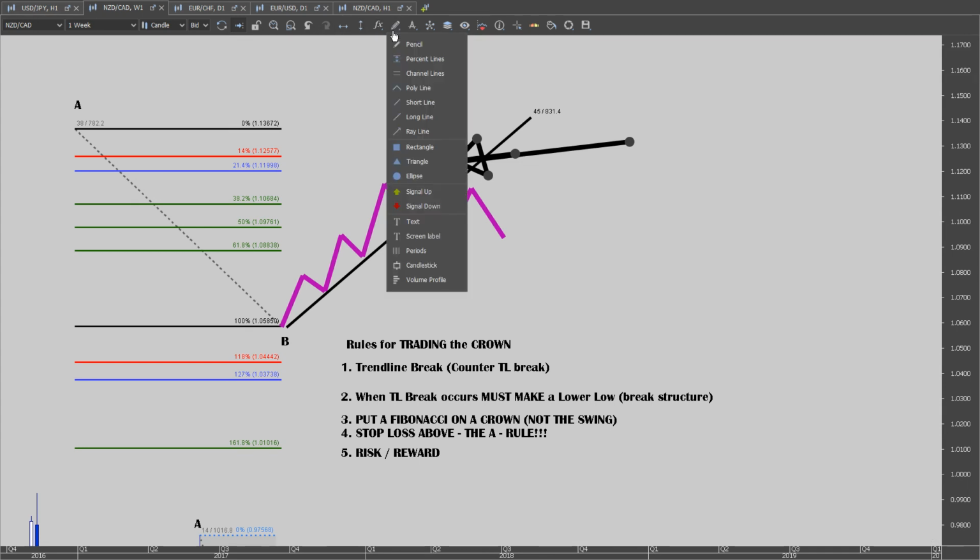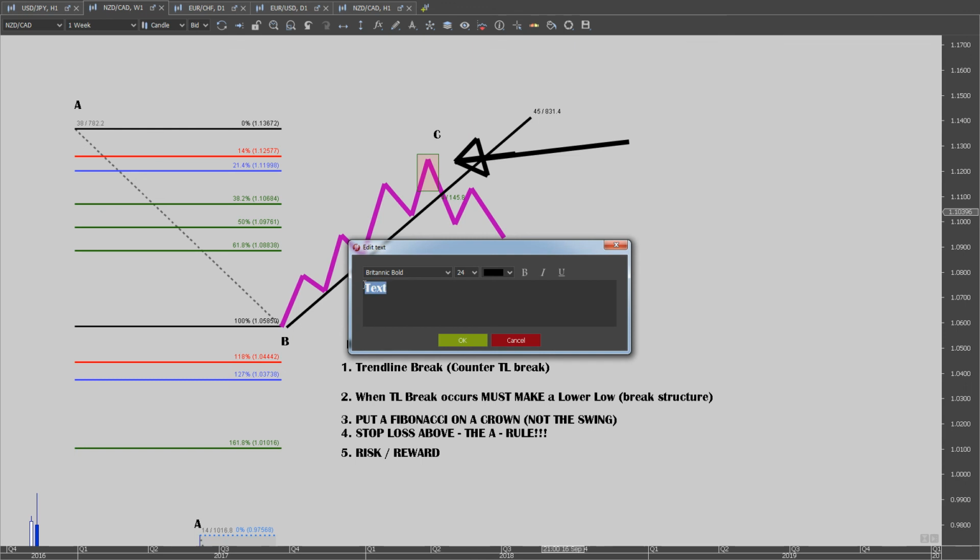Okay, so how can we call this? So, trader's trick, okay? When you see a candlestick formation on the higher time frame, go check and find the crown or crown reversal on the smaller time frame, and if you want, trade it according to the rules.